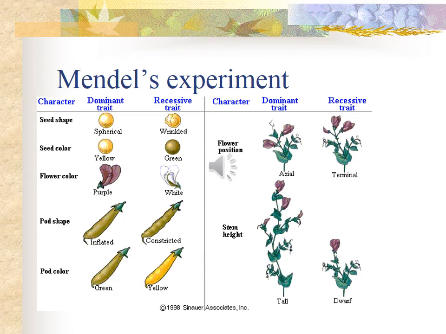So in Mendel's experiment, he looked at these seven traits that he saw as different. So we've done these in class in the previous presentations. So we went over the differences that he saw in the pea population that he investigated.